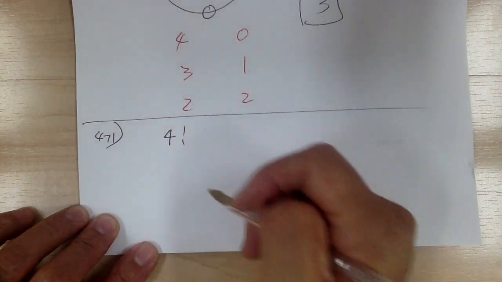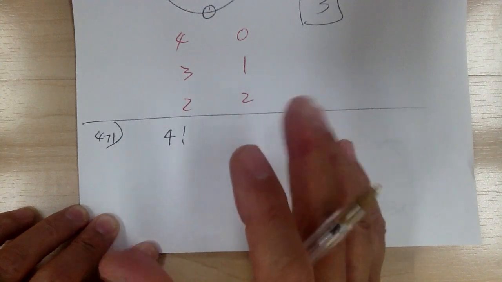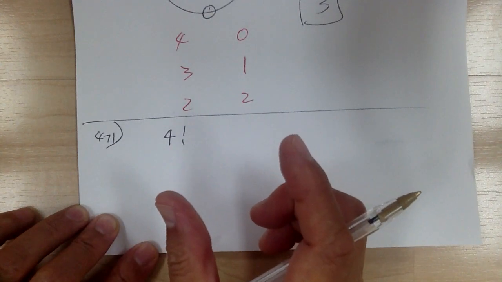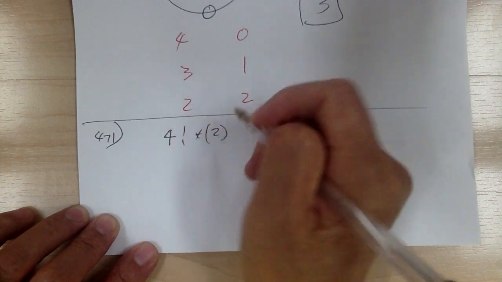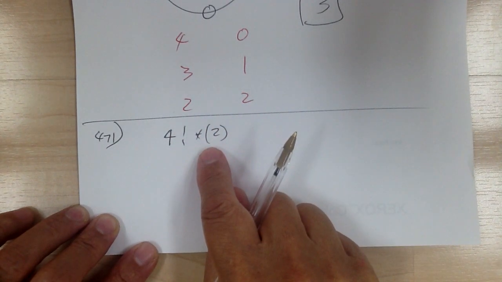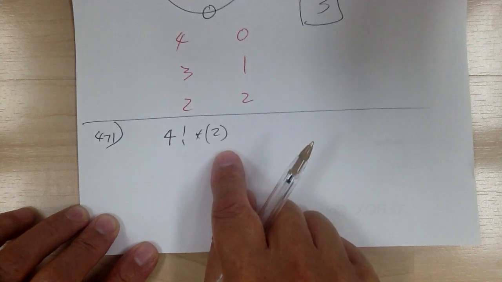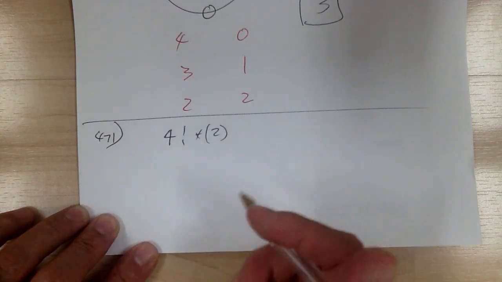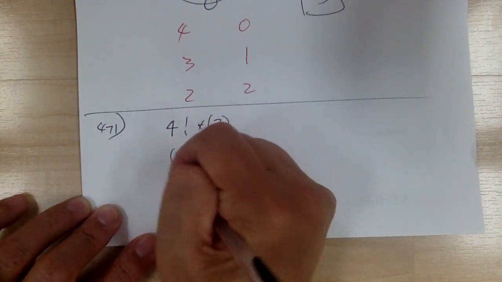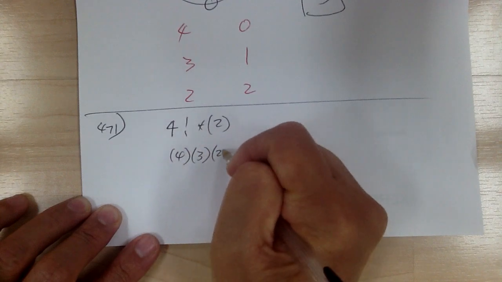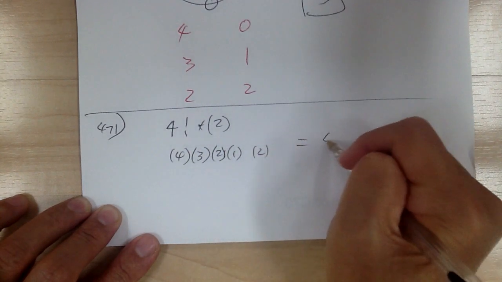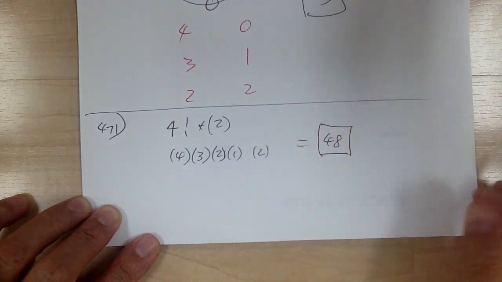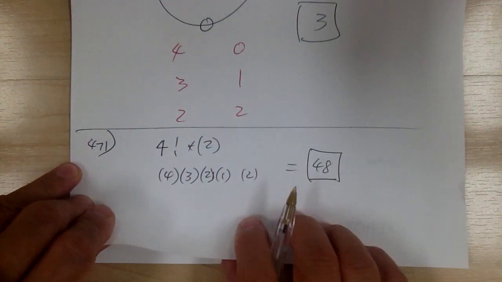So it'd be 4 factorial. But the 2 books in the double have to stick together. You can have either AB or BA, so you have to times it by 2, because there are 2 ways. So this is equal to 4 times 3 times 2 times 1 times 2, which equals 48. So there are 48 different ways.